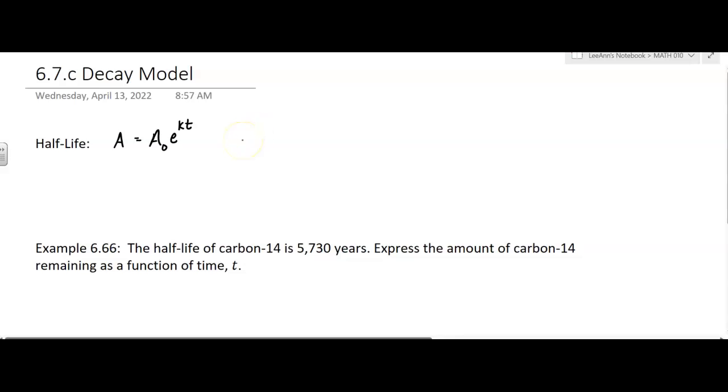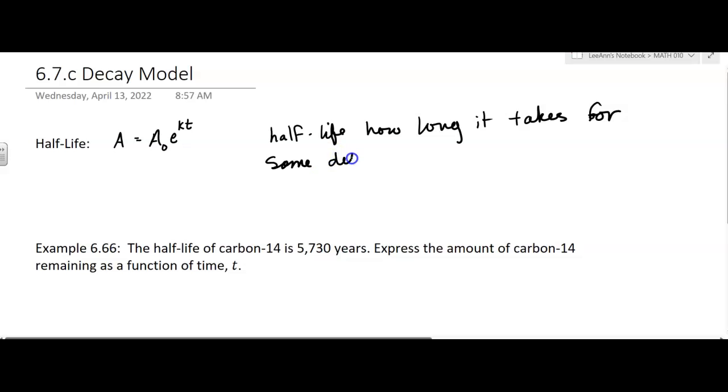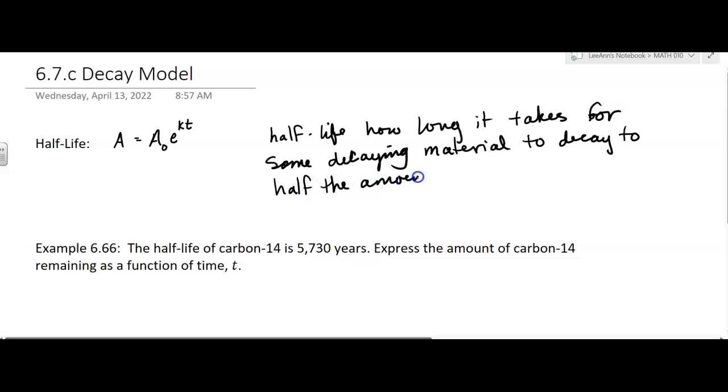So a half-life is how long it takes for some decaying thing, some decaying material, usually it's a radioactive substance, to decay to half the amount. Okay.